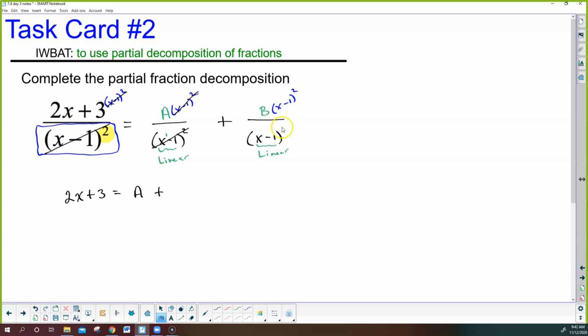And now this is the tricky part. I only have one factor of x minus 1, so that's going to cross off with one of the squared pieces. So what's left over is B times x minus 1. We cleared the denominators out, so they're gone, which means all we're left with are the numerators and any multiplication pieces of that. So now we'll just simplify. I'm going to distribute the B to both terms.